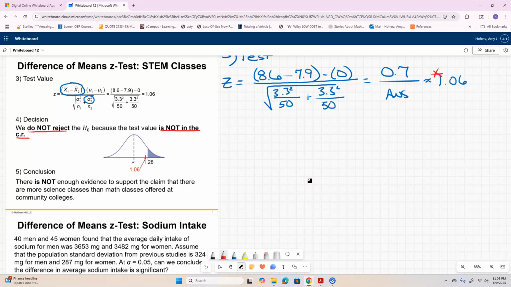And so in conclusion, there is not enough evidence to support the claim that there are more science classes than math classes. In other words, we can go on the assumption that the average number of science classes and the average number of math classes at community colleges is about the same.